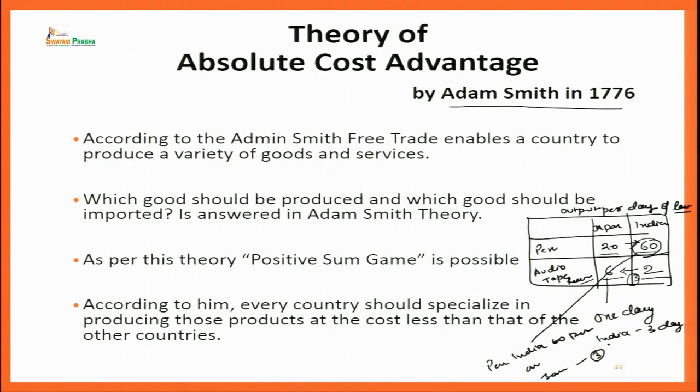So it is advisable to do the production in which you have an absolute cost advantage. That means Japan should produce audio tape, whereas India should produce pen, because they have the absolute cost advantage. They have the skill and efficiency to produce pens faster than Japan, and audio tape is better produced in Japan as compared to India, and faster. Their resources, their skill system and the entire setup is better. So ideally it is acceptable to do such kind of production.